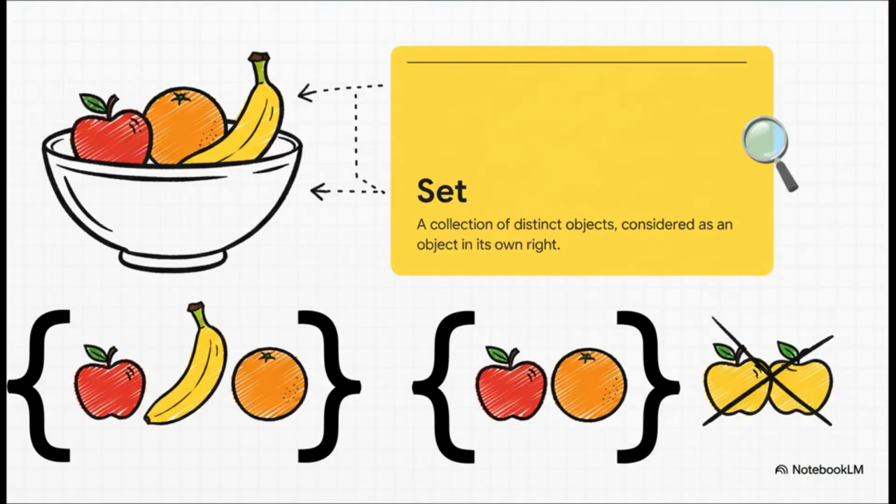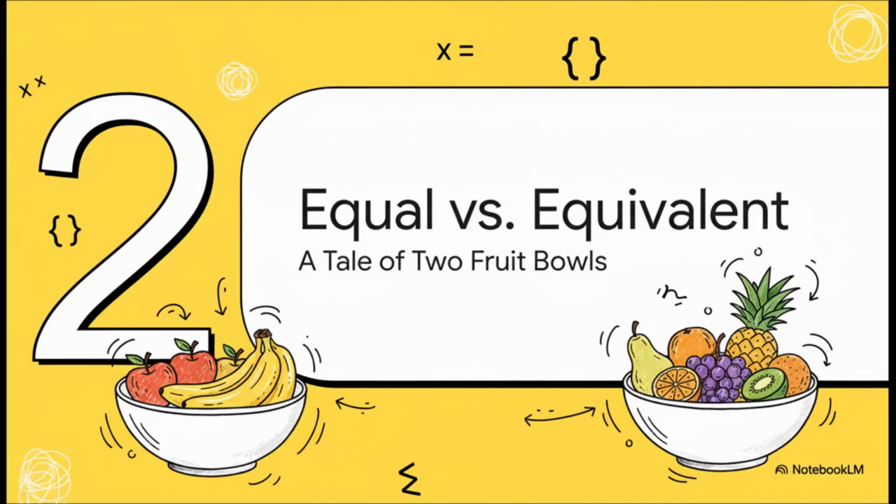A set, at its core, is just a collection of unique things. And that word distinct is super important. It means no repeats allowed. We're going to use this fruit bowl as our example here. This bowl has a set of fruit, and the things in it, the elements, are one apple, one banana, and one orange. That's the set. Simple as that.